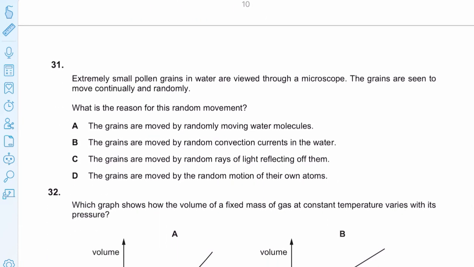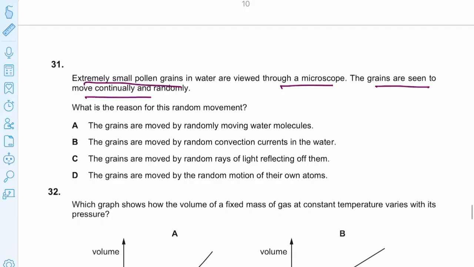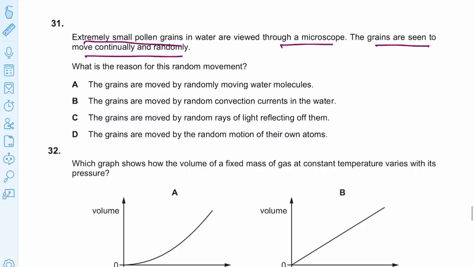Now question number 31. Extremely small pollen grains in water are viewed through a microscope. The grains are seen to move continually and randomly. What is the reason for this random movement? The grains are moved by randomly moving water molecules. This is, I think, quite a correct answer.